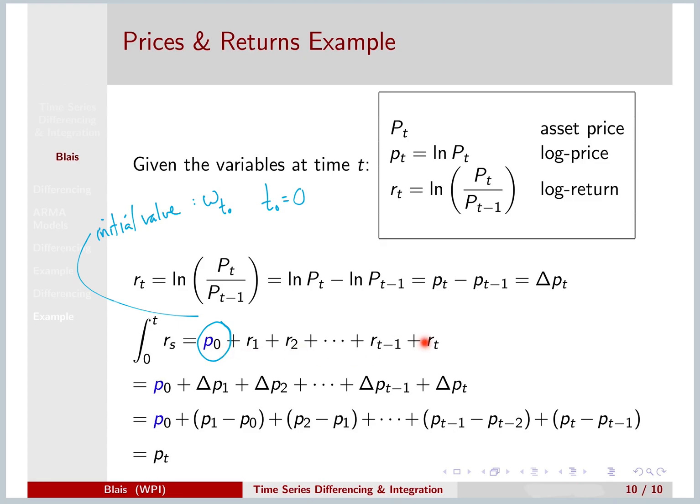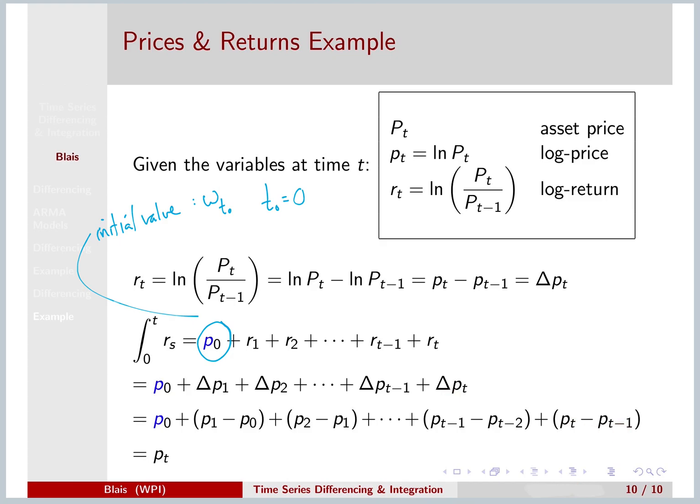Now we note that r_t is delta p_t. So we simply make a substitution. r_1 is replaced by delta p_1, r_2 by delta p_2, and so on and so forth up to r_t, which is replaced by delta p_t. And we know from our definition that delta p_t is this difference of the time series for the little p's. So we have our p_0, delta p_1 is p_1 minus p_0, delta p_2 is p_2 minus p_1, up to delta p_t, which is p_t minus p_{t-1}.